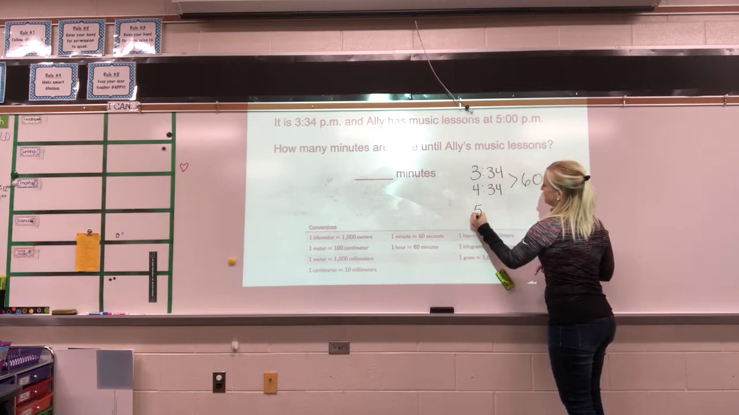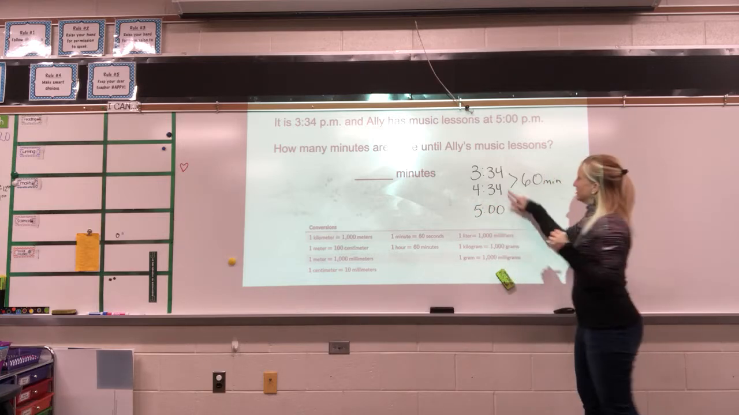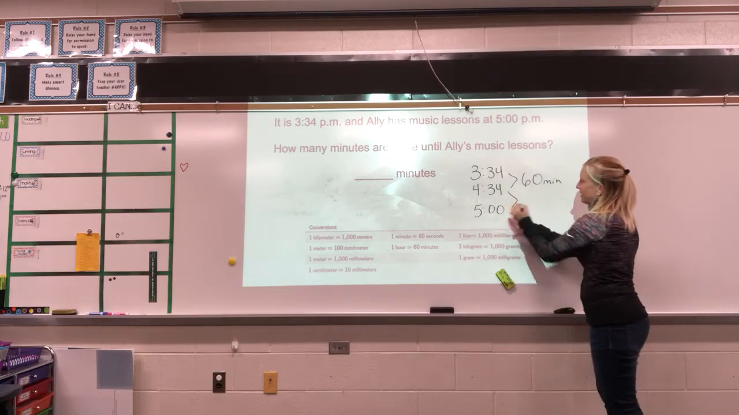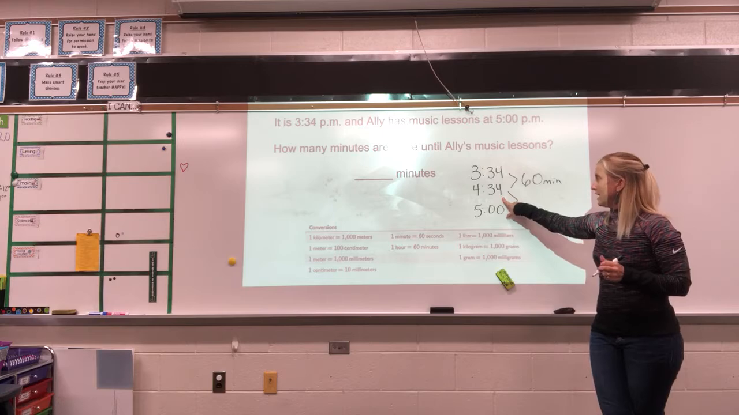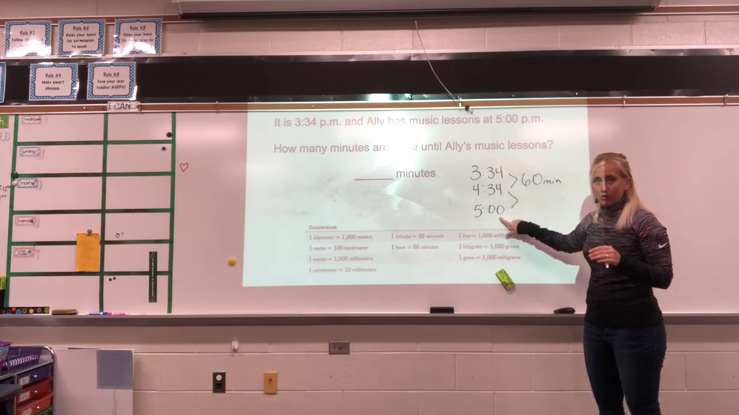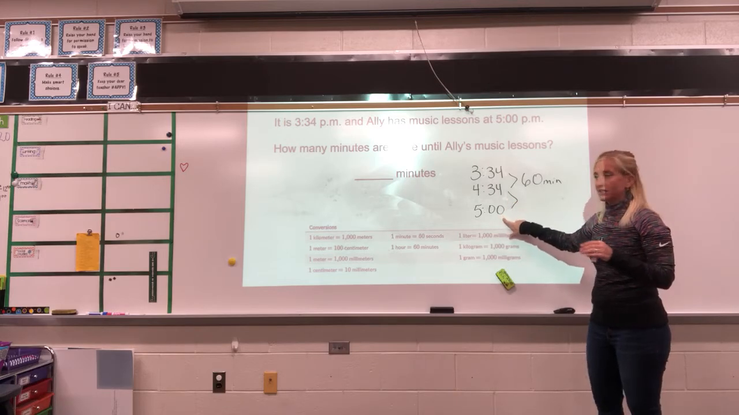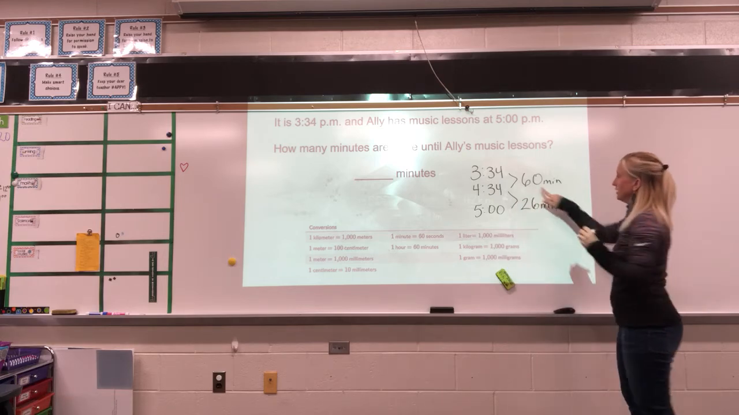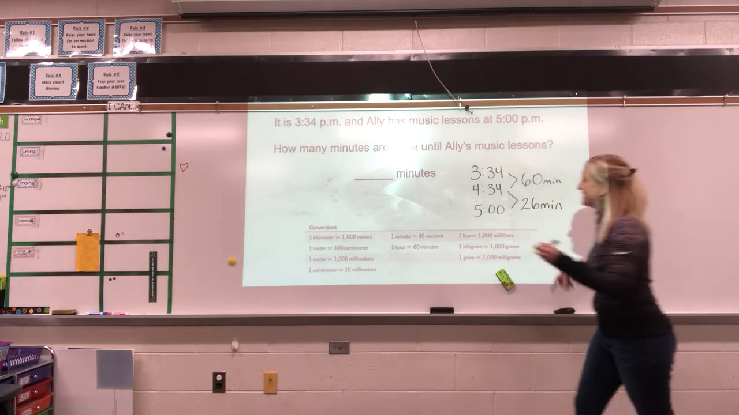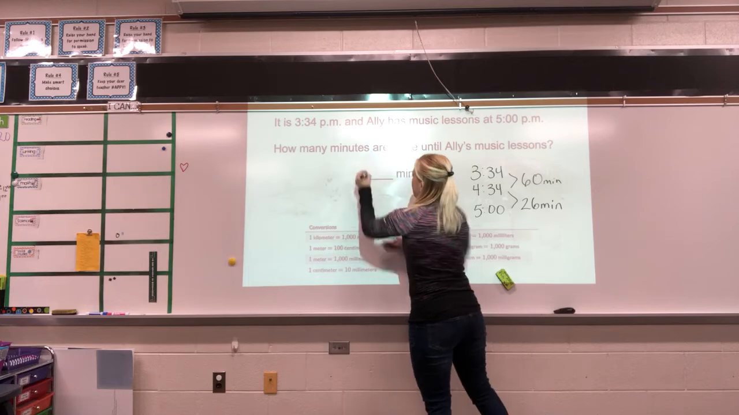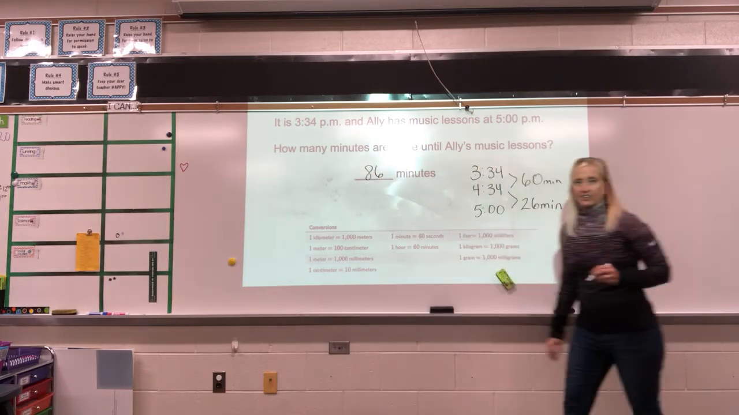So then to get to 5 o'clock, when her music lessons are, 4:34 to 5 o'clock, well, if I'm at 34, I know 6 more minutes would put me at 40, and then 20 more minutes would put me at 5 o'clock. So 26 more minutes. So total, then, she's going to have, goodness gracious, 86 minutes until her lesson.